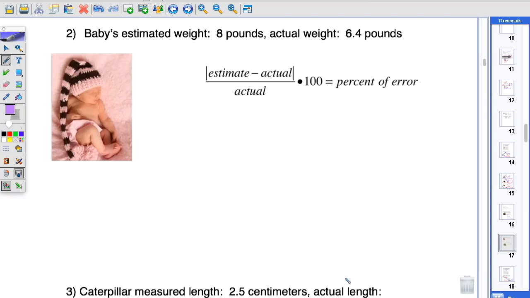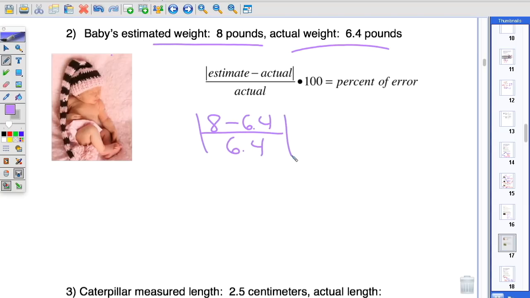Number 2, baby's estimated weight is 8 pounds. The actual weight is 6.4 pounds. So we want to find out the percent of error. We take the estimated, which is 8 pounds, and we're going to subtract the actual, which is 6.4 pounds, and divide it by 6.4. Don't forget to take the absolute value, and we'll multiply it by 100.